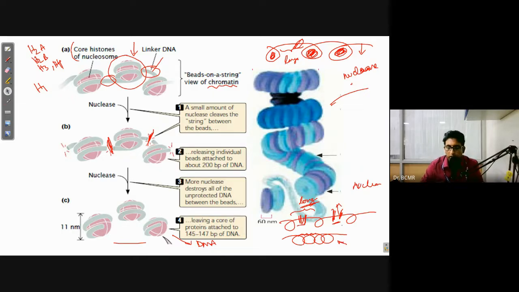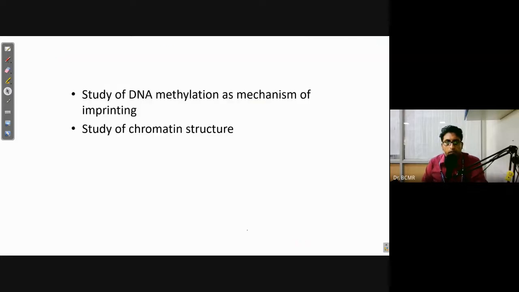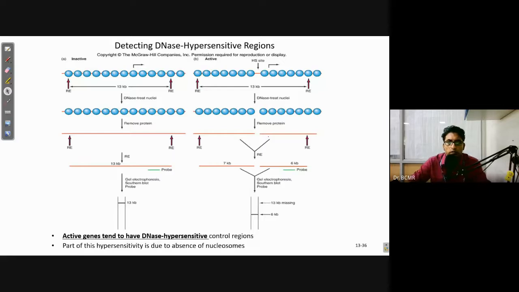So compare this with the technique that we used a little while ago, where whether restriction endonucleases can cleave DNA or not is dependent on the methylation status of the target site. Here, it is about accessibility to the enzyme. So this is what we are trying to understand now. We will try to understand what is meant by hypersensitive regions, hypersensitive in the sense of sensitivity to DNAse.